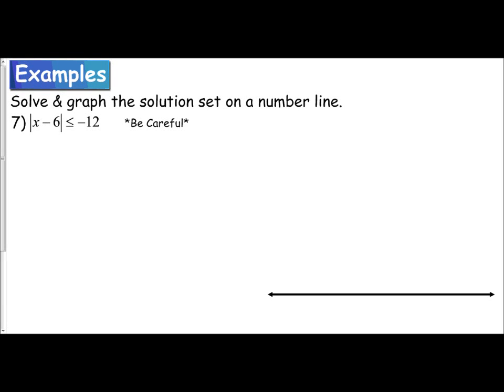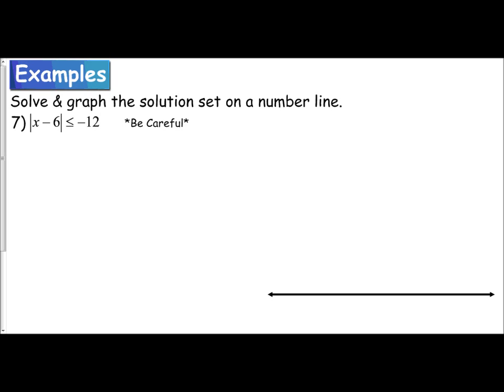The following example is more of a challenge or a trick problem that I want to spend some time on separately from the other ones. We have here the absolute value of x minus 6 is less than or equal to negative 12. The reason I want to do this separately is because this example determines whether or not students understand the concept of why we split absolute value inequalities into and or or compound inequalities and how we do it. It shows whether they understand the definition or the concepts hidden behind it.